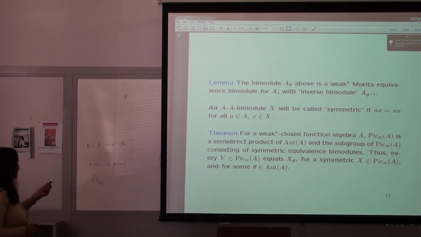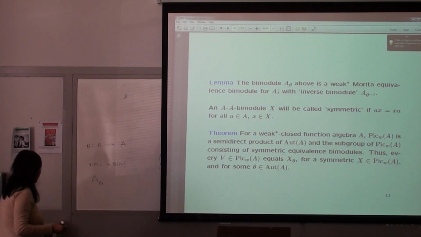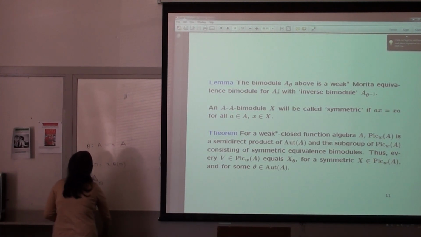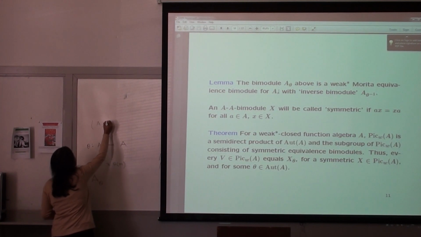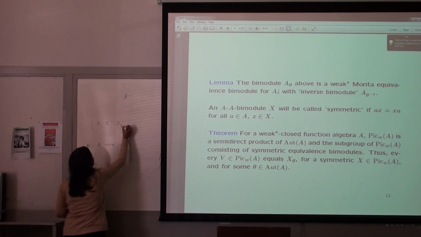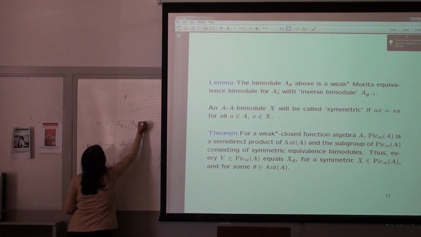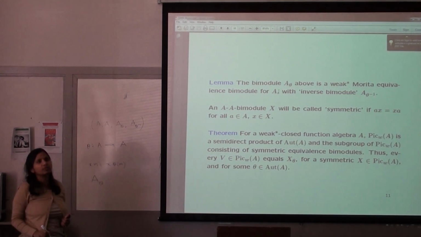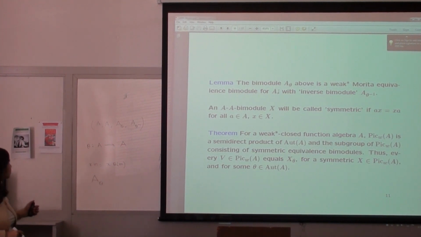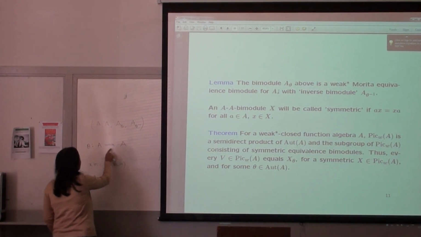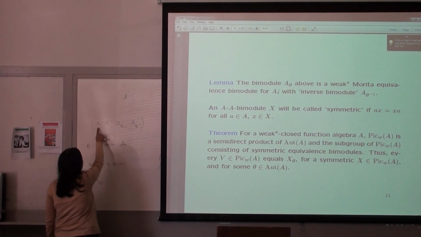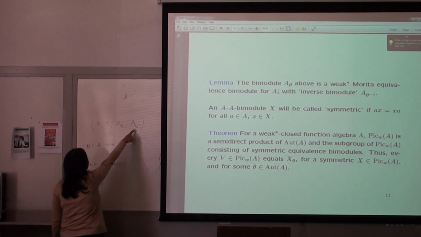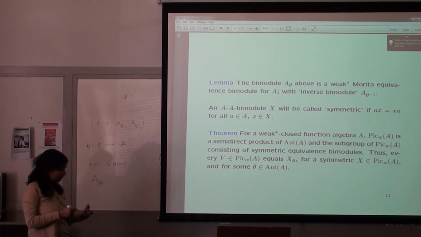The bimodule A theta which I defined is a weak star Morita equivalence bimodule for A with the inverse bimodule A theta inverse. It turns out that this is a weak star Morita context. So for every automorphism theta, I can define a weak star Morita equivalence bimodule which establishes a Morita equivalence of A with itself. So A theta and A theta inverse are elements of the weak Picard group of A.